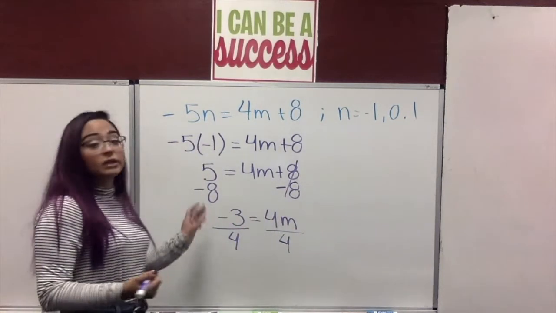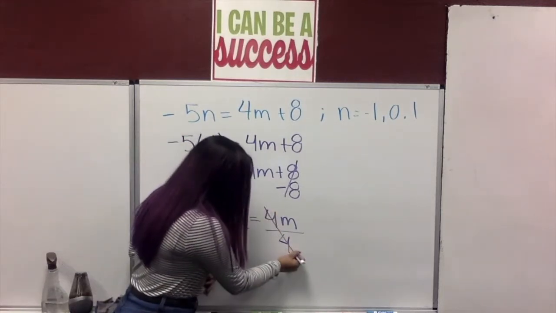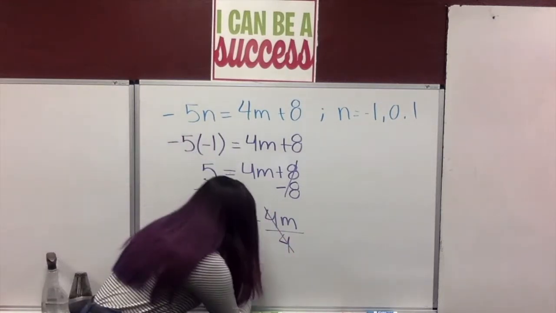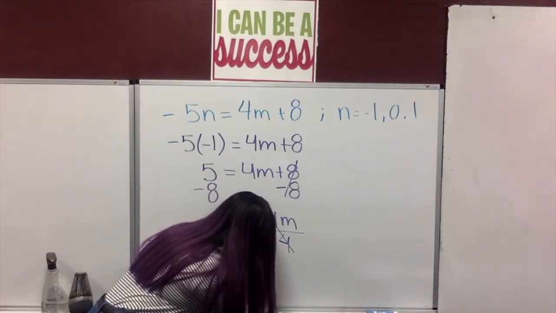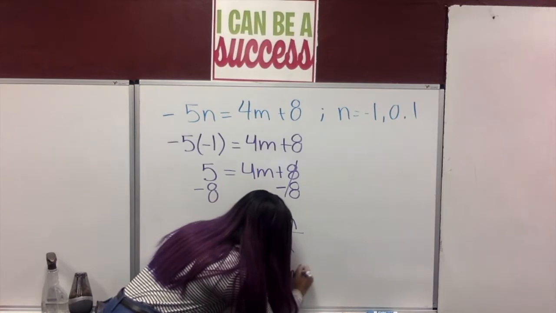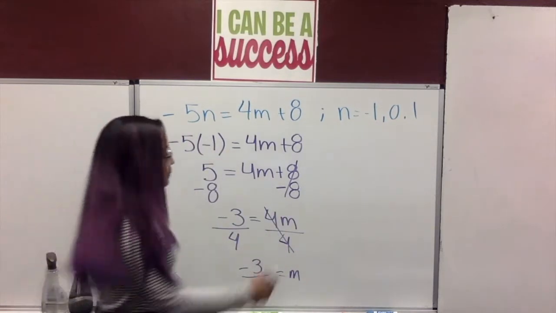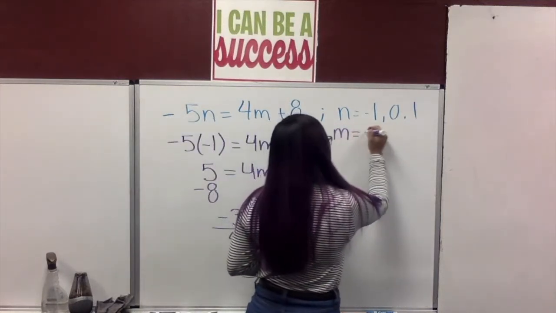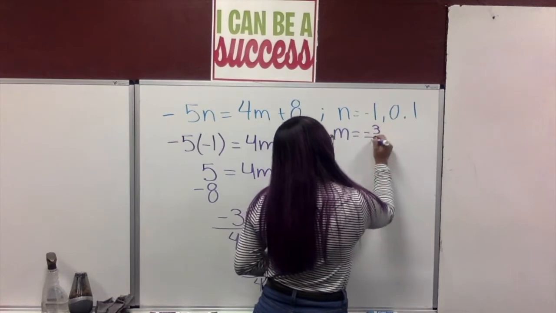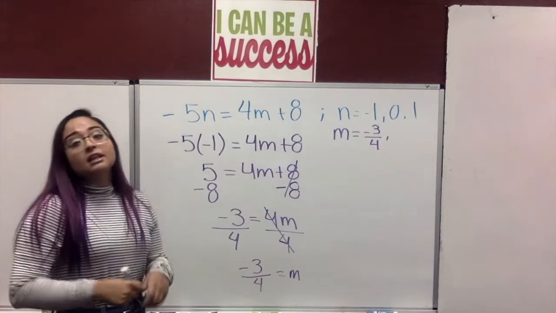We are left with a fraction. So, there we go. We know that -3 over 4 is equal to m. There is our first value for m. So right under here, I'm going to put m equals -3/4 for our first value. Let's go into our next.